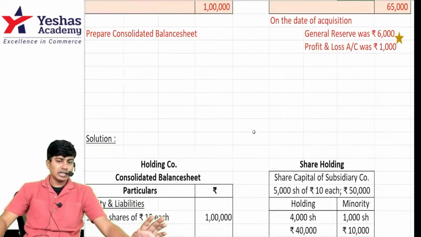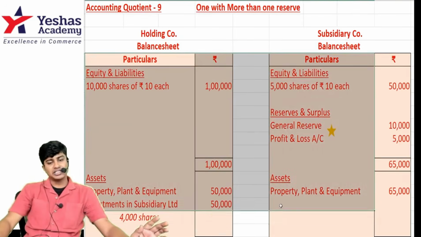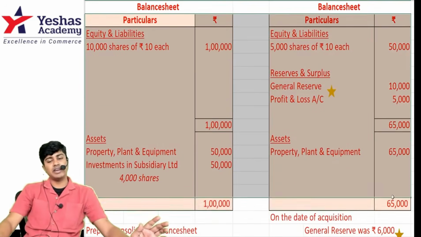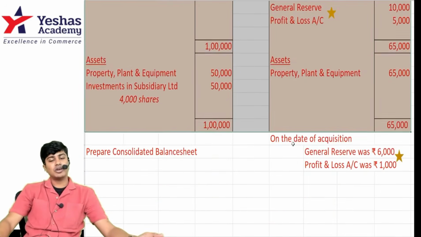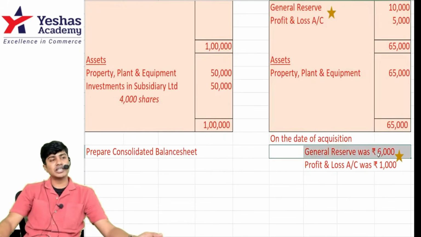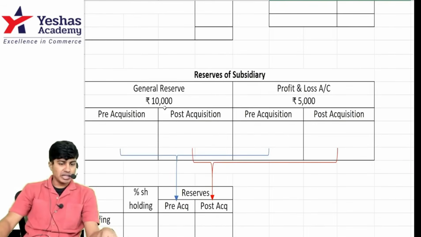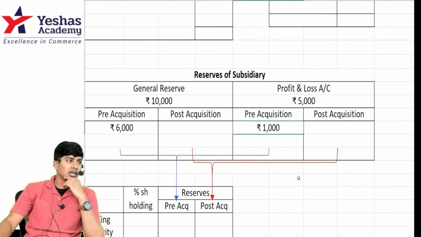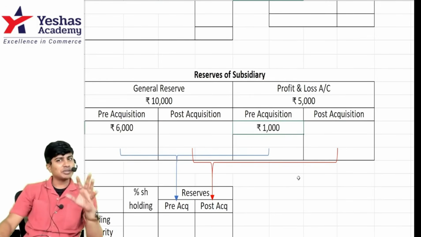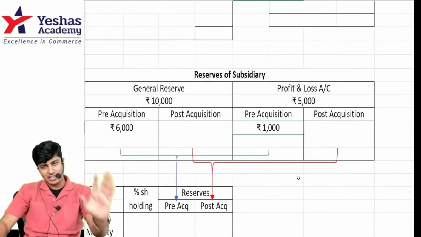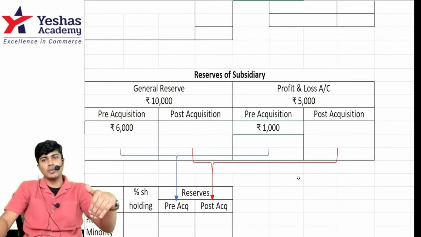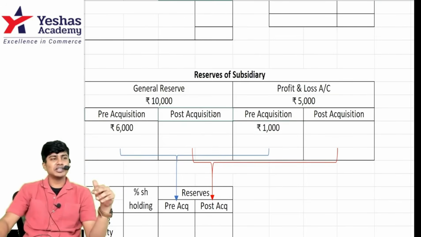Wait till the end. Now we are done with the entire balance sheet. Everything is considered in the balance sheet. Have I come to adjustment? On the date of acquisition, how much was general reserve? 6,000. How much was P&L? Can I say in this 10, pre is 6, in this 5, pre is 1. Can we find post? Very important. You will make a mistake on this later. Later means not now. How much is post acquisition?